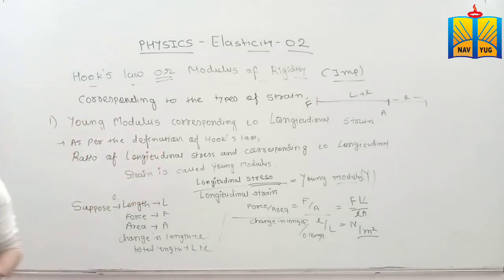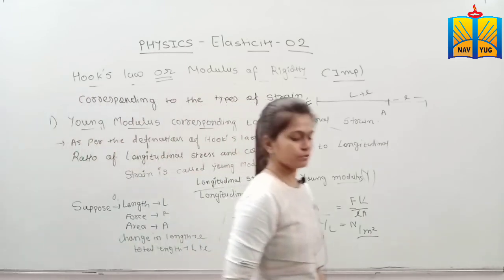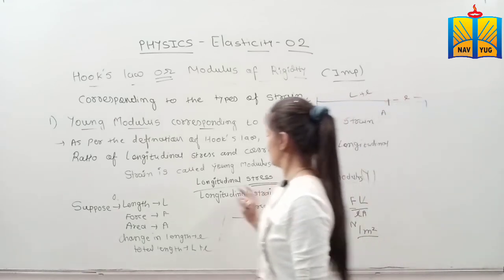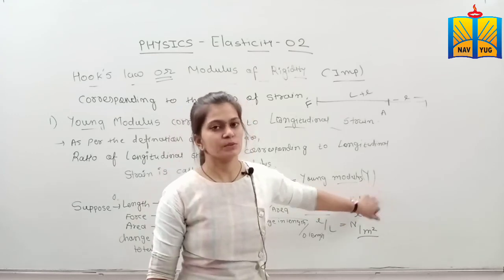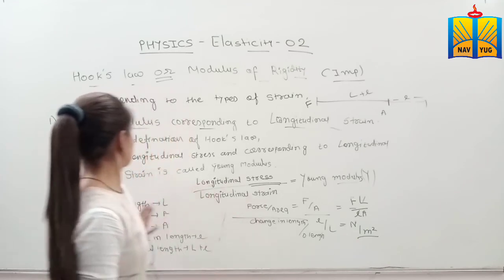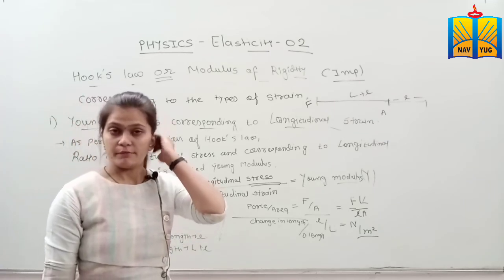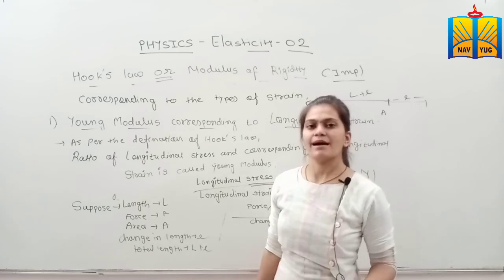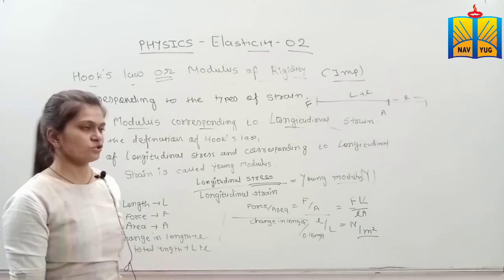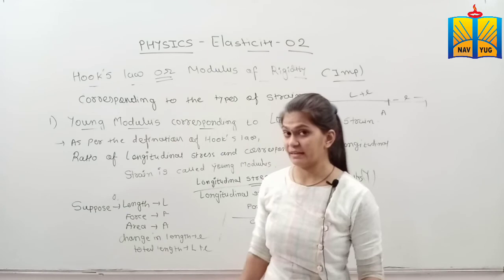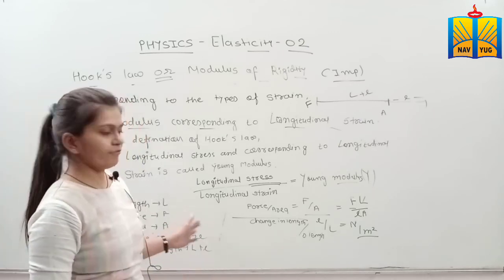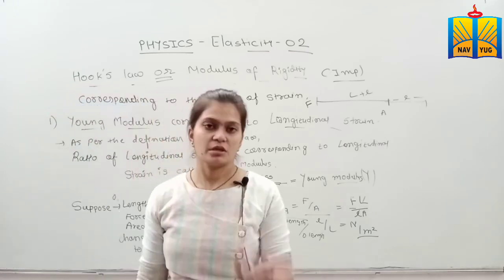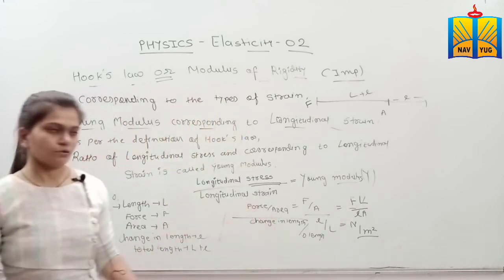Again we repeat, Young modulus corresponding to the longitudinal strain. As per the definition of Hooke's law, the ratio of longitudinal stress and corresponding longitudinal strain is called Young modulus. Longitudinal stress divided by longitudinal strain is equal to Young modulus, denoted by capital Y. Suppose we have a wire of length L and cross sectional area capital A. We give force F to this wire, and the total length becomes L plus small l, so the change in length is small l. The equation of longitudinal stress is force divided by area, F upon A. The equation of strain is change in length divided by original length, small l divided by L.